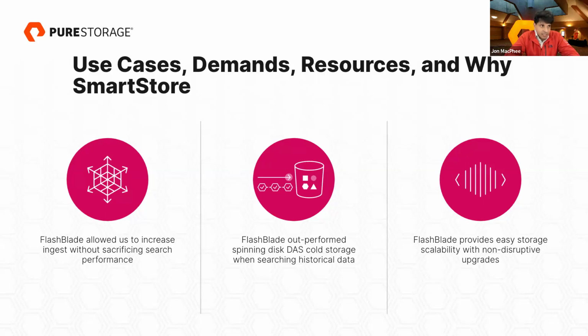FlashBlade outperforms spinning disk DAS cold storage when searching over historical data. And FlashBlade provided us easy storage scalability with non-disruptive upgrades. Yeah, and some of the performance benefits we've seen, we can pull from our Smart Store to our indexers in excess of 8 gigabytes per second in real world scenarios. And we've seen that on our arrays. Theoretical max is probably like 12.5 gigabytes per second, so we're getting quite a bit of that performance there.